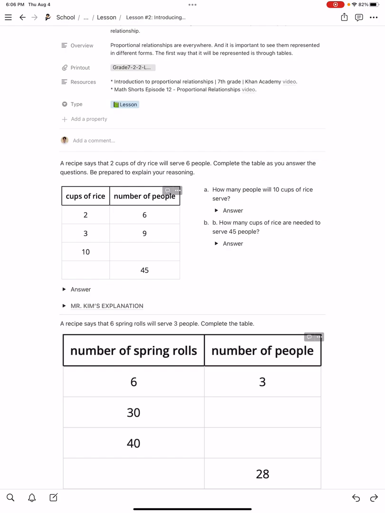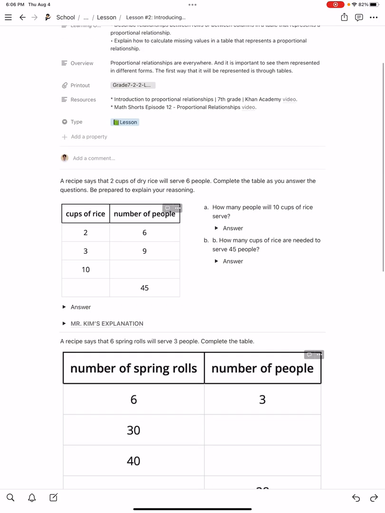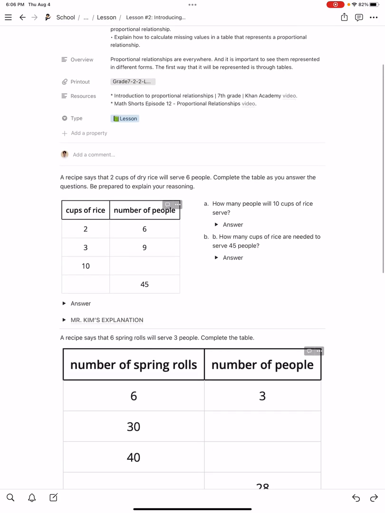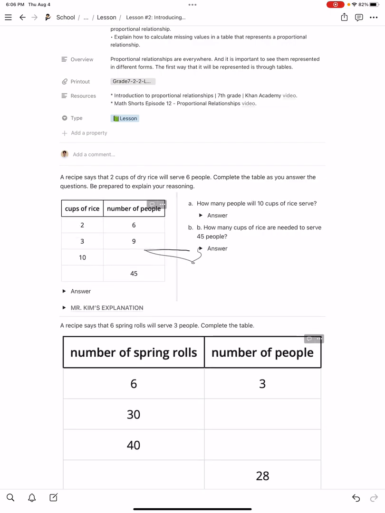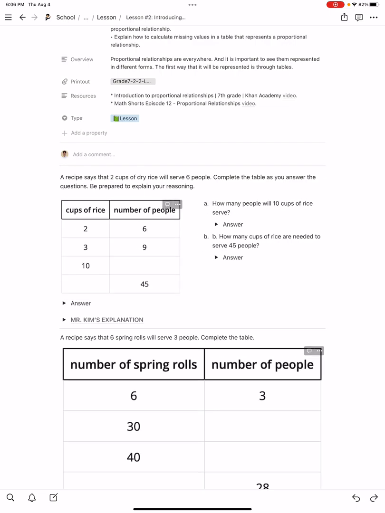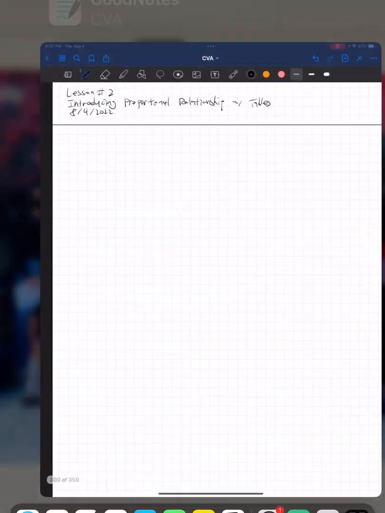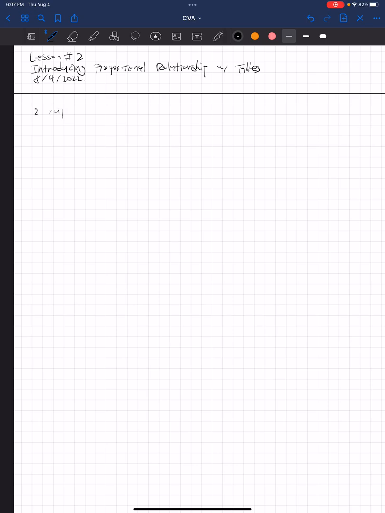That's really important. Now, if you take a look at this part right here about the cups, I don't know if I can write it right here. The table, I encourage you guys to write down the whole table, because that is a pretty important part of the problem. So for me, the first problem says a recipe that says 2 cups of dry rice will serve 6 people. So I'm just going to write 2 cups of dry rice will serve 6 people.